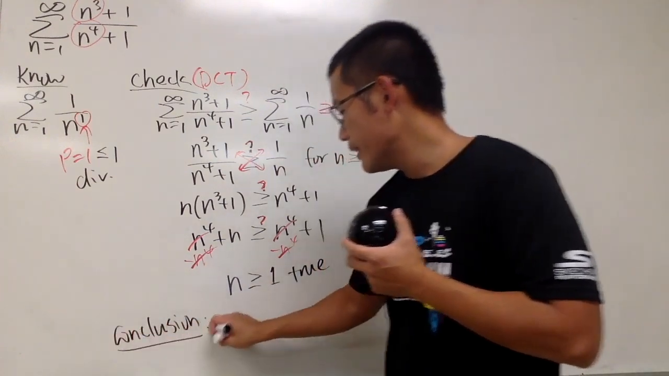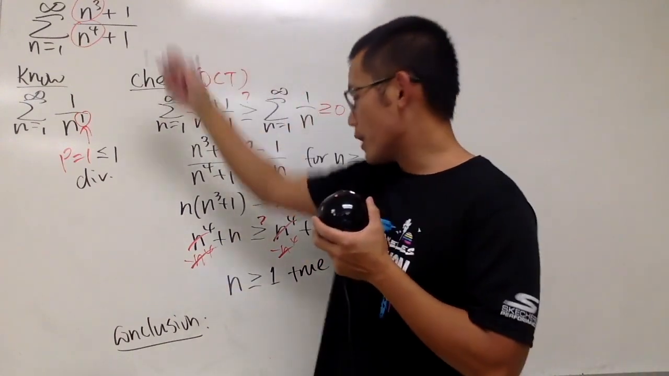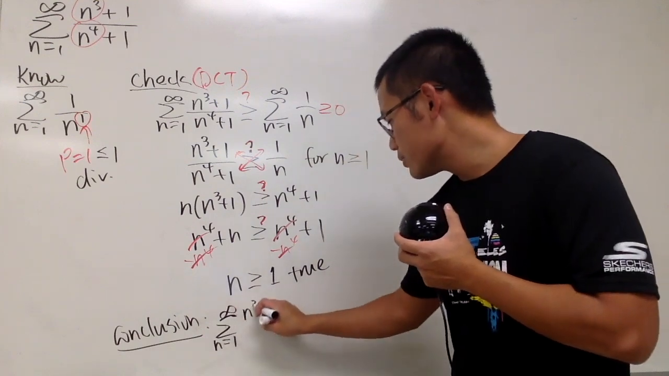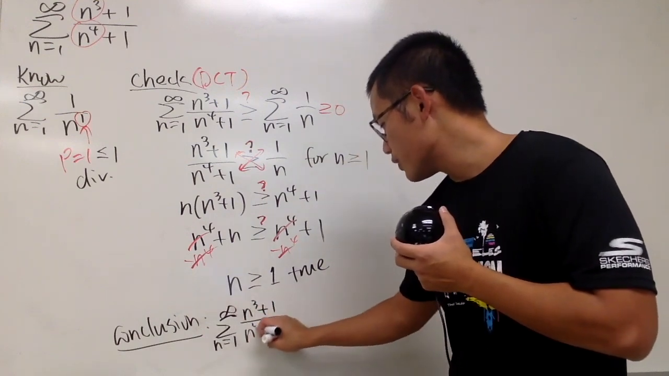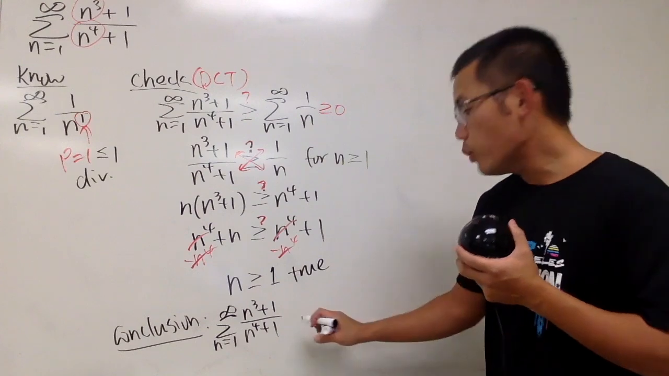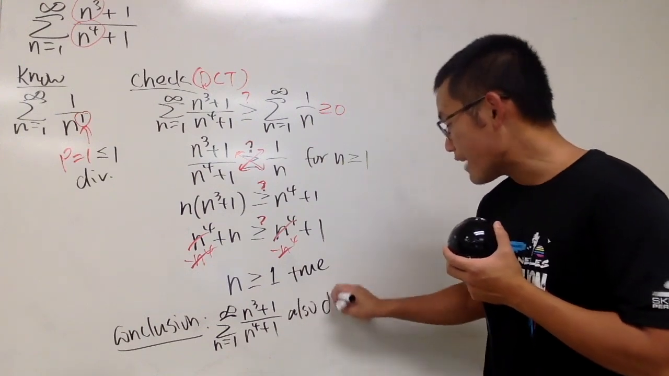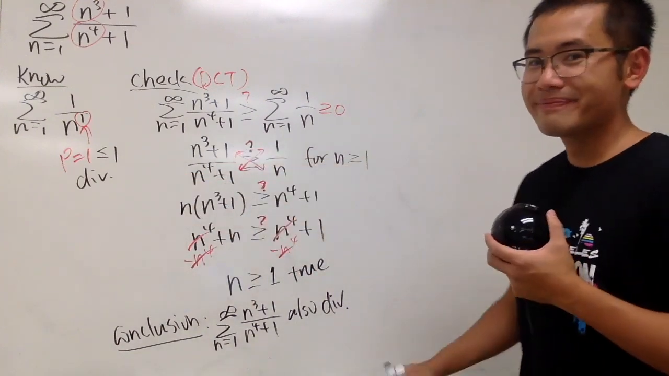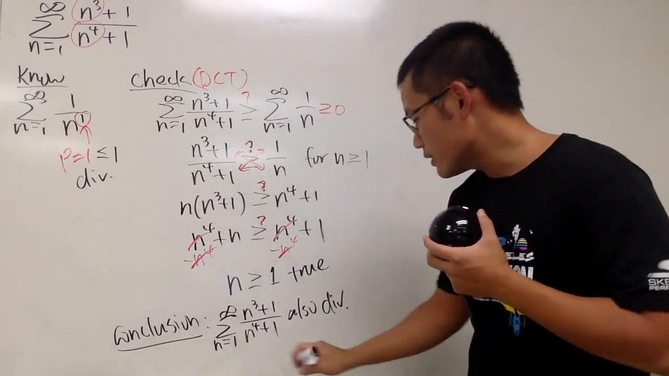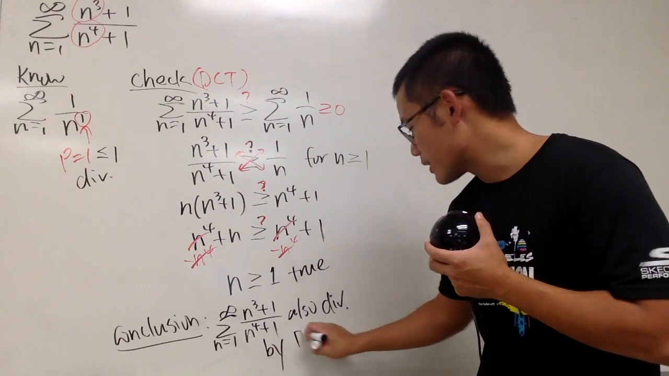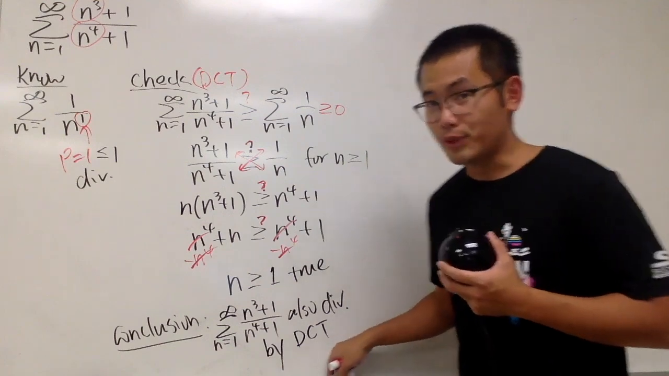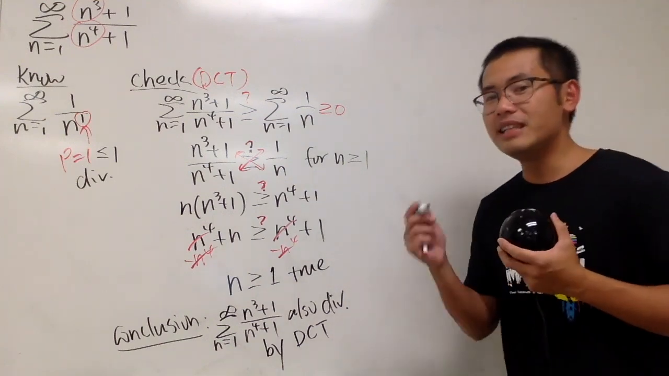And finally you can draw the conclusion. And the conclusion is that the one that we're trying to do, which is the sum, n goes from 1 to infinity, n to the third power plus 1 over n to the fourth power plus 1, also diverges, because that one was a divergent integral. This is bigger, this is also divergent, and here we did the direct comparison test. And that's it. Don't go yet, because I can also show you guys the limit comparison test.